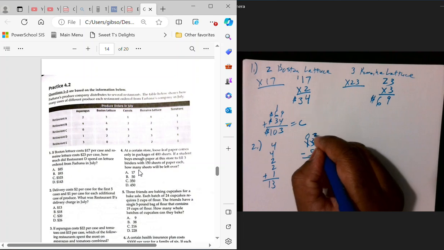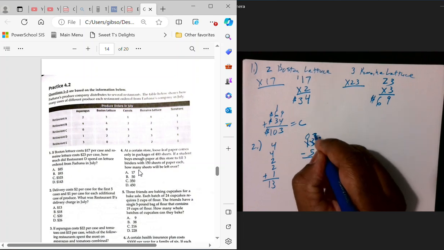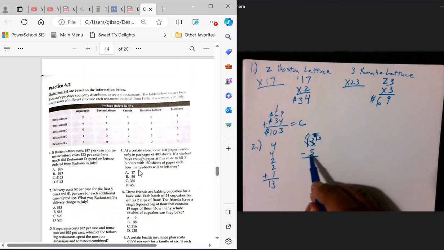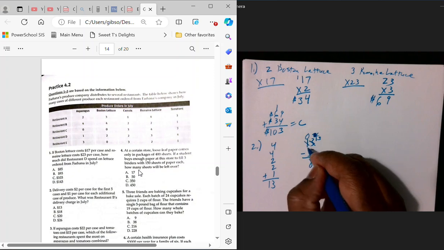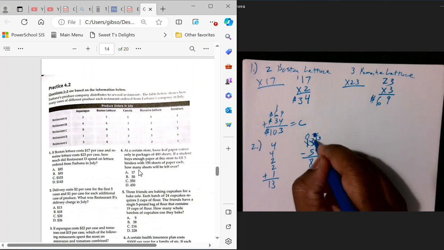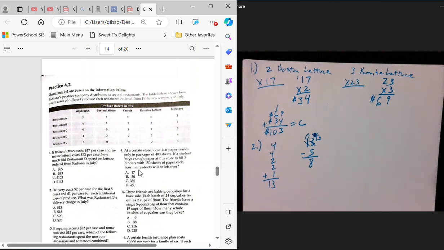I'm sorry, not borrow 1 from 3. We would add 10 to the 3 to make it 13. So we had 13 minus 5, which is 8. Just to recap, I made a mistake here. We were supposed to borrow 1 from the 1 and then add 10 to the 3. That gave us 13. Minus 5 is 8.